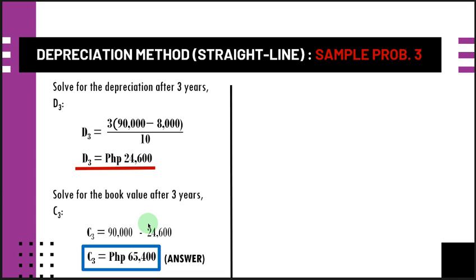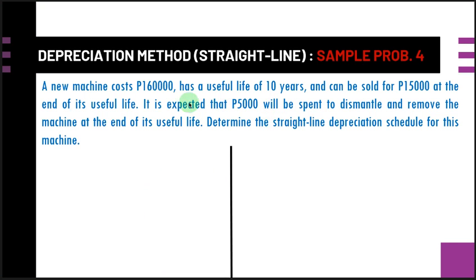Again, we are going to proceed now for another sample problem. We have here a new machine that costs 160,000 pesos, has a useful life of 10 years, and can be sold for 15,000 at the end of its useful life. It is expected that 5,000 pesos will be spent to dismantle and remove the machine at the end of its useful life. The question is, determine using the straight line depreciation the schedule for this machine. So we are going to make a depreciation schedule for this machine.